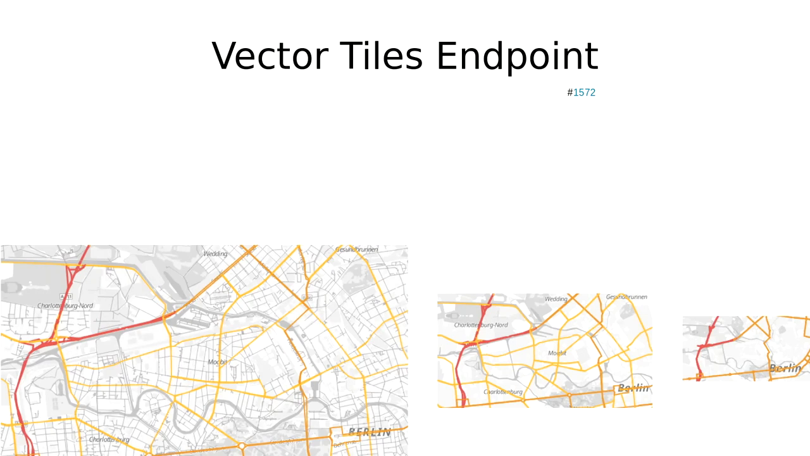The first new feature is the vector tiles endpoint, which means that you can grab the data that is in GraphHopper and display it right into the browser to debug the routing algorithm or just to see what's in there or even use it for other data analysis tasks that I will show you today.